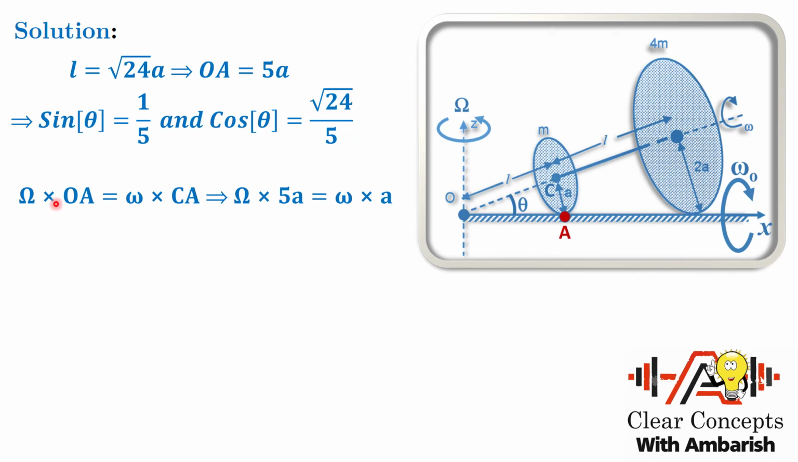And we can just put in the values. OA is nothing but 5a and this is small a. So I can say capital omega into 5a is equal to small omega into a, and that straight away gives me the revolution omega as small omega by 5. And that was our option A. So option A is correct.